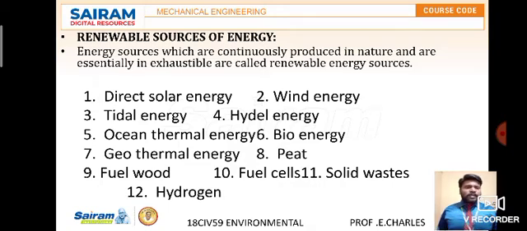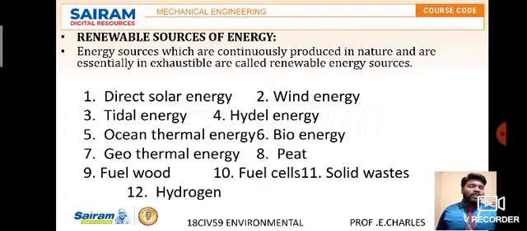The first one is renewable sources of energy. What is the meaning of renewable? Renewable, the name itself says we can reuse it again and again, we can renew it. It is not going to come to an end. The definition is: energy continuously produced in nature and essentially inexhaustible is called renewable energy sources. When we use that particular source and get the energy out of it, it is not going to end, so we can reuse it again and again.